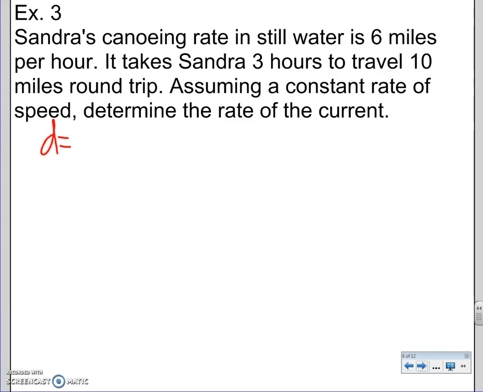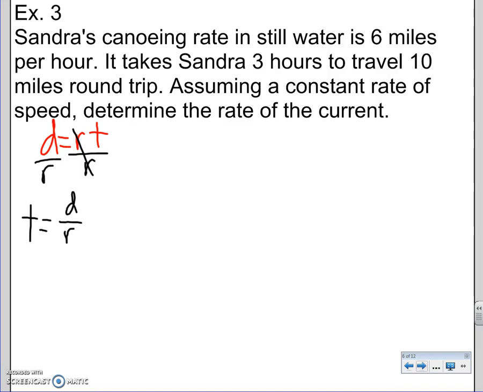Hopefully I remember the formula. D equals RT. Distance equals rate times time. Since we have time, let's solve for time. Let's divide both sides by R. So really, T equals D over R. Now let me draw you a little picture.